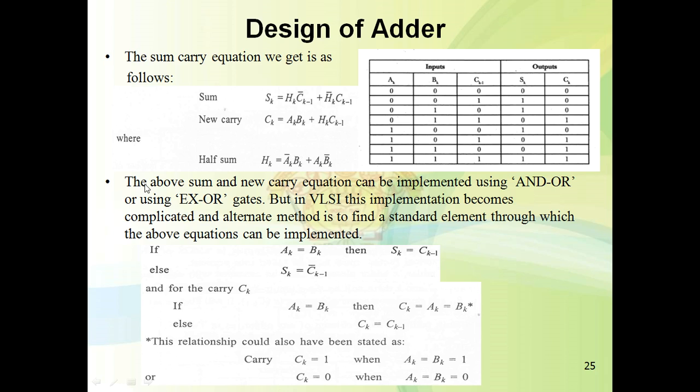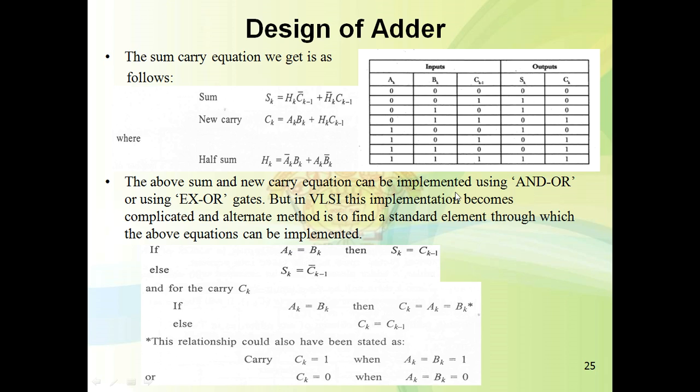Now the above sum and carry equations, if we see, can be implemented using AND, OR or using XOR gates. By using gates we can implement, but in VLSI this implementation becomes more complicated. So this implementation by using AND OR logic or by using XOR gates will be more complicated. What is an alternate method to find the standard elements through which the above equations can be implemented? So another alternate method is possible.